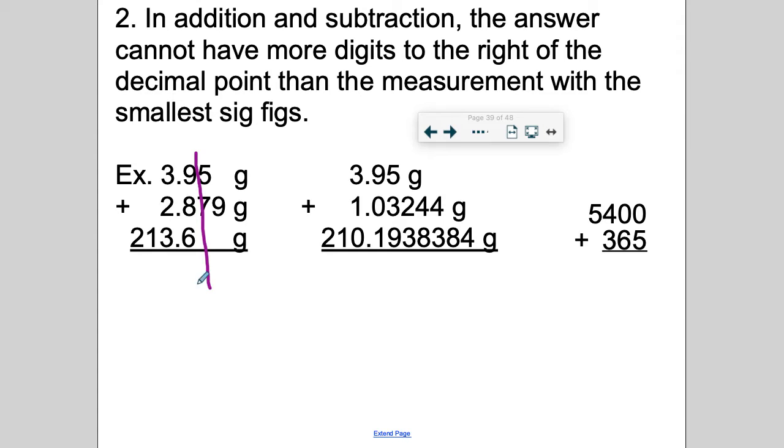Okay, so then you just do the math. So 3.95 plus 2.879 plus 213.6. All right, so I get 220.429. Okay, so this is what I'm going to write, but I got to look at this last digit. Can I round up on the 4? No. So your answer is 220.4 grams.